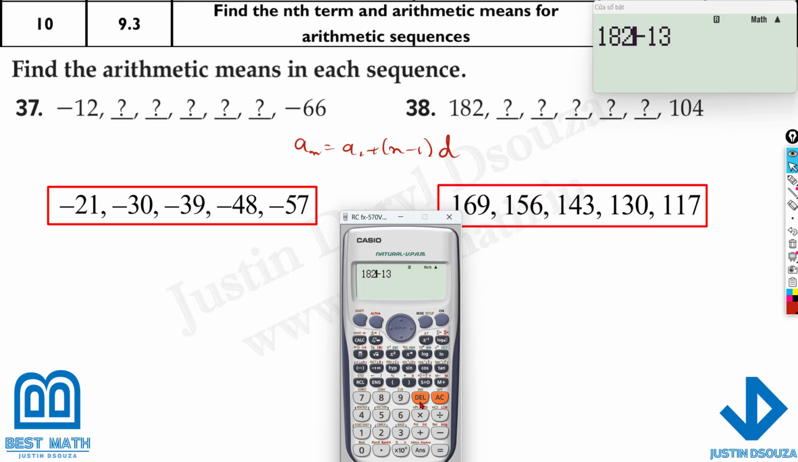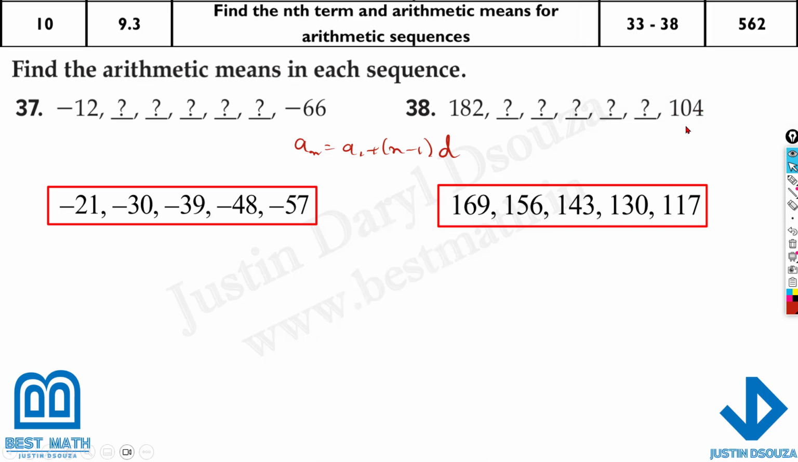Then I'll just change this up. See, minus 13 is the d value that will remain. It's always the previous term plus d. Now here it's minus 13, so it'll be minus d, and so on. So let's put in the answer. It's 156, 143, 130, 117. We get 104. You can find the other terms as well, but we can stop at 104 because that is the last term here.